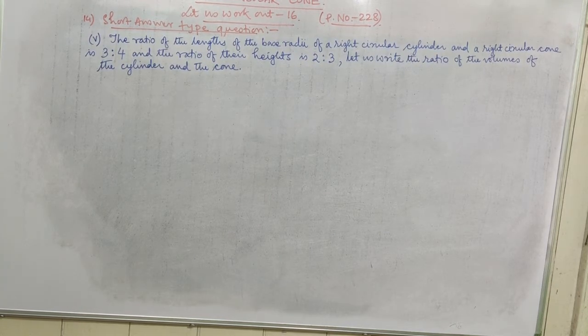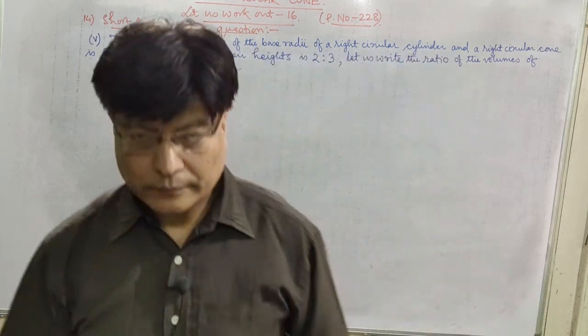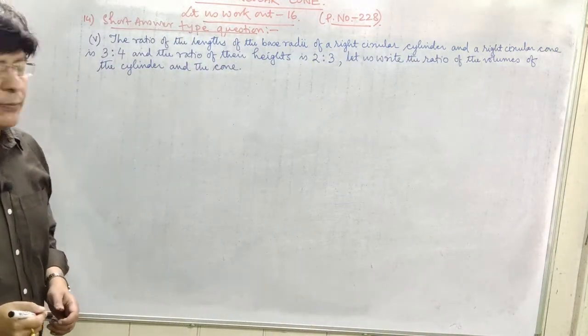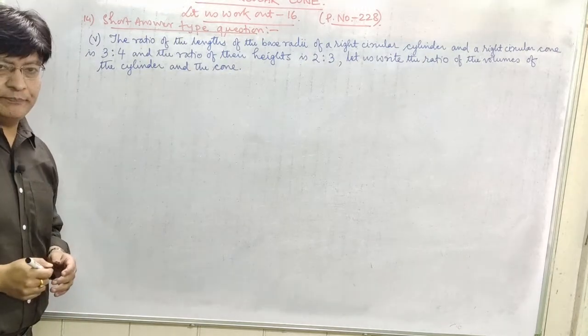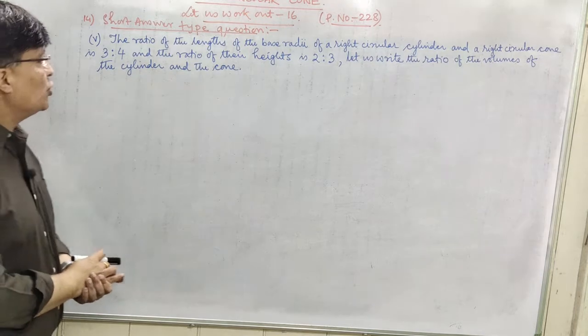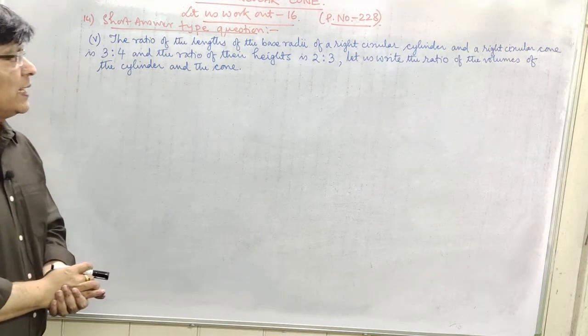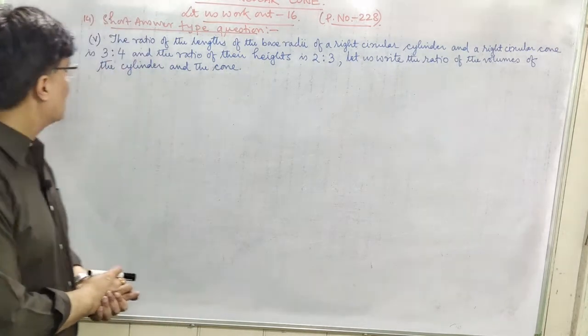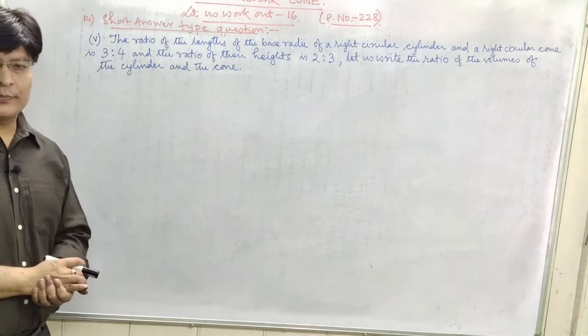So now we'll do the next question, that is question number 5 of number 14. So question number 5 is the ratio of the lengths of the base radii of a right circular cylinder and a right circular cone is 3:4.